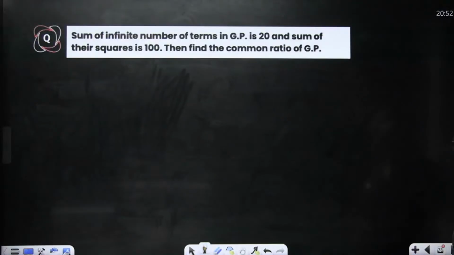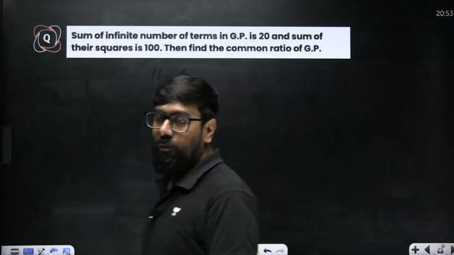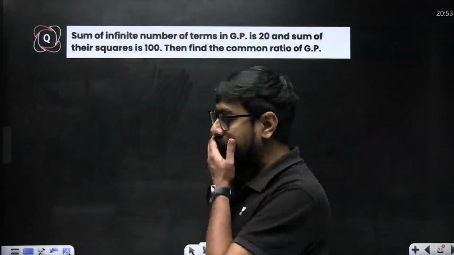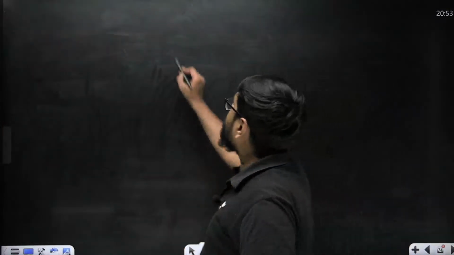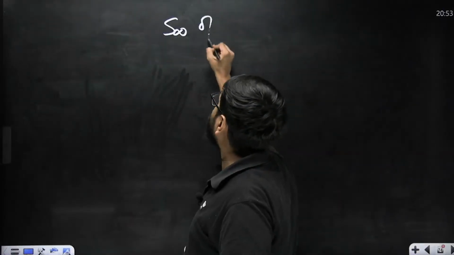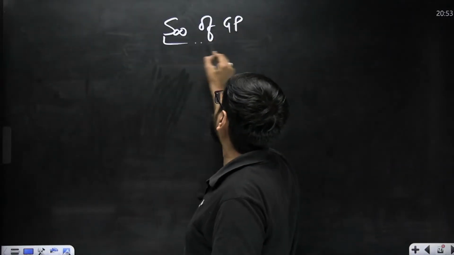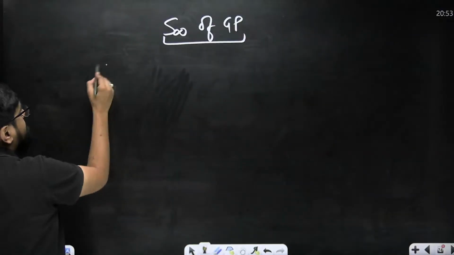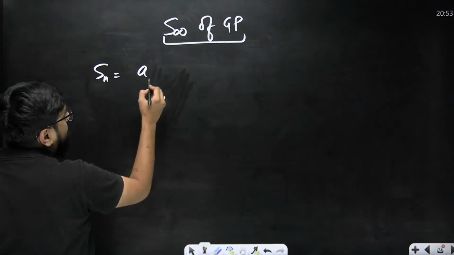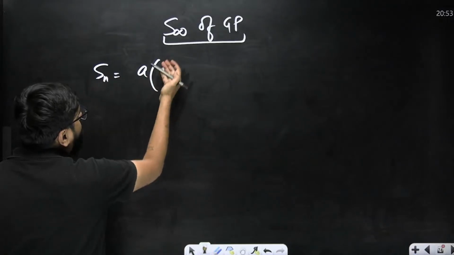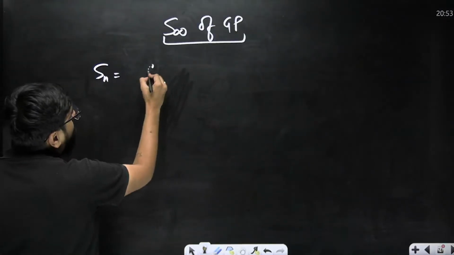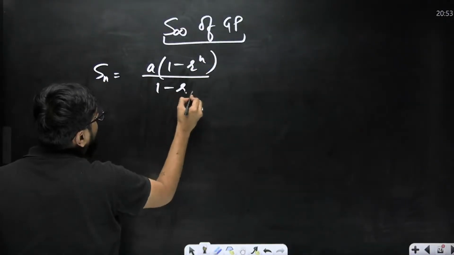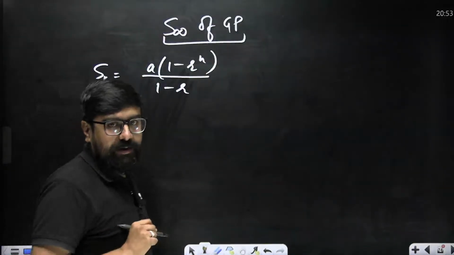Now, let's talk about what if there is an infinite GP and in what case can we talk about infinite GP. So there is some concept called sum of infinite terms of GP, S infinite of GP. Okay, when can this happen? Let's see. Sum of n terms, we write it as A into 1 minus r to the power n divided by 1 minus r. This is how we write sum of n terms.